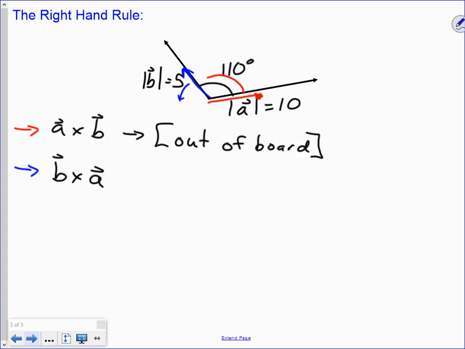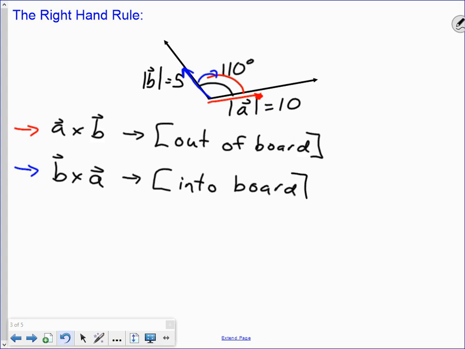So what I have to do is flip my hand over so that my fingers can curl this direction towards vector A. Now my thumb is pointing directly into the board. So the direction of B cross A, instead of coming out of the board, is going perpendicular into the board. And that's the right-hand rule.